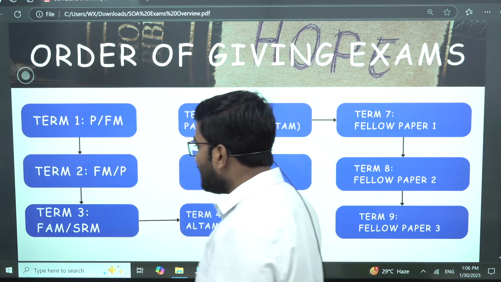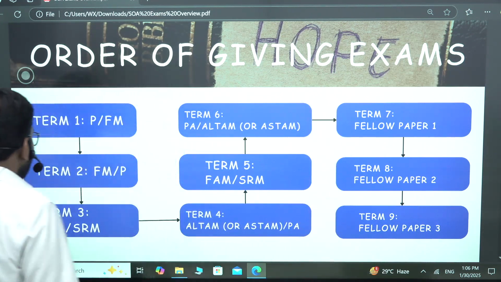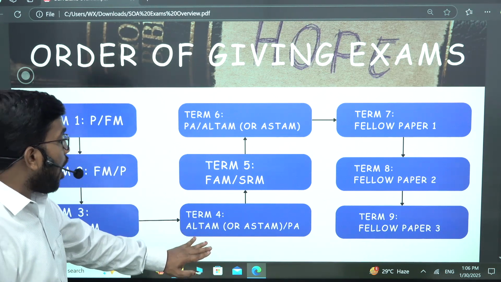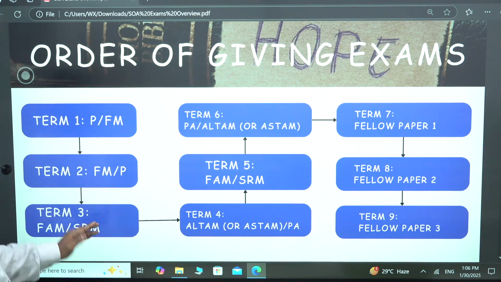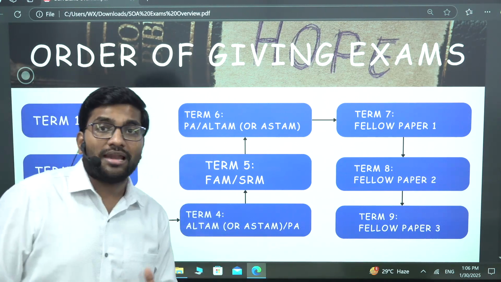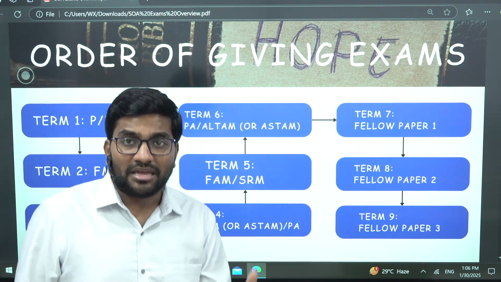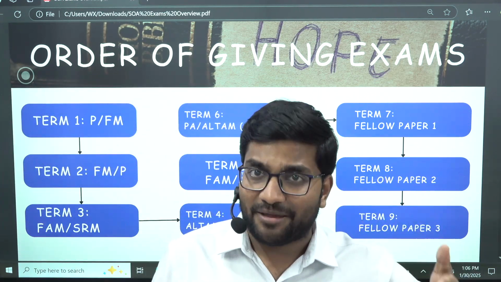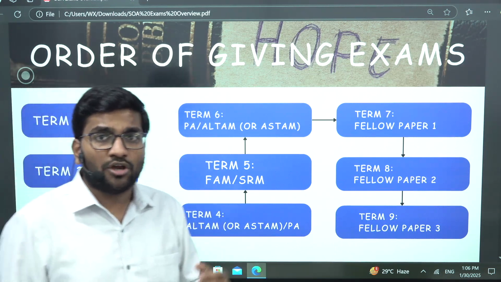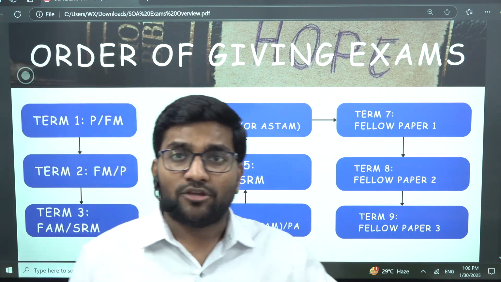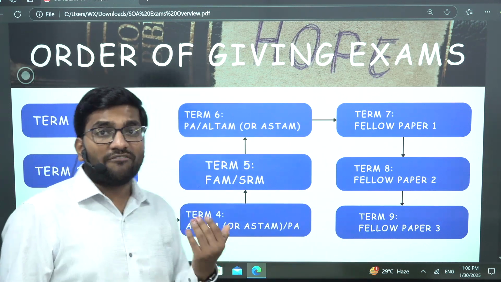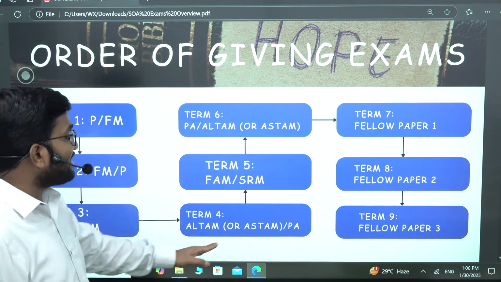The third is, if you are taking the FAM route, then after FAM you can give ALTAM or ASTAM. Or if you are taking the SRM route, then after SRM you can appear for the predictive analytics paper. Let me just tell you briefly. The first 2 exams will be P and FM. So let's discuss a route: you start the exam with P, then you go for FM, and after that you can go for FAM. And if you are going for FAM, then the next paper should be ALTAM or ASTAM.